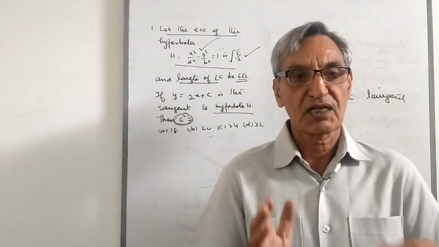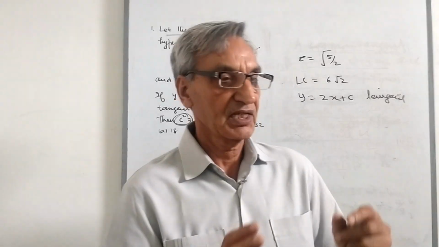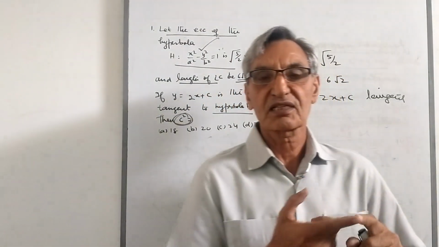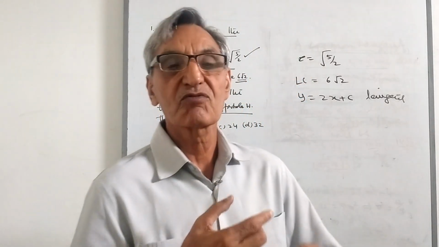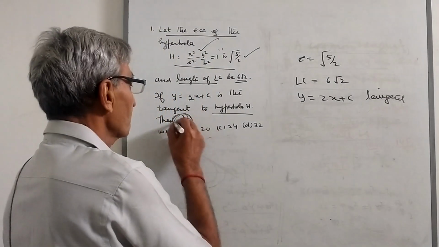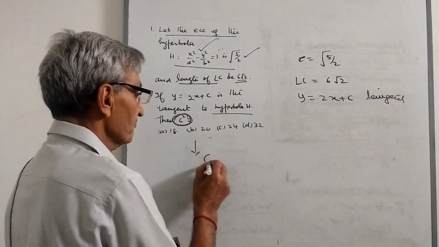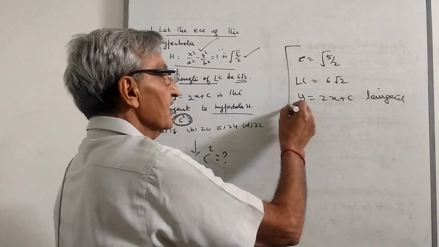The question is that we have a general hyperbola H, with the given eccentricity, the given latus rectum, and a line which is a tangent of the hyperbola. What we have to find out is the value of c square. We will use these three concepts.